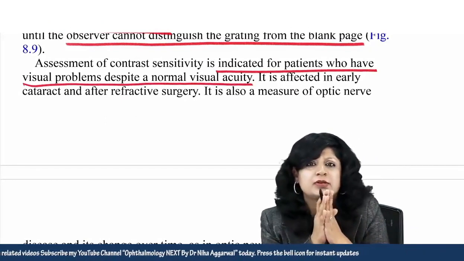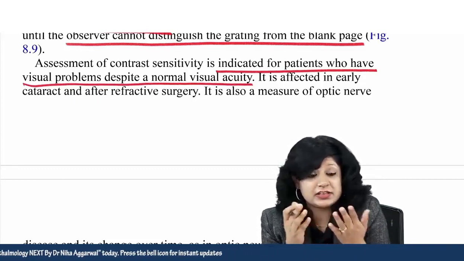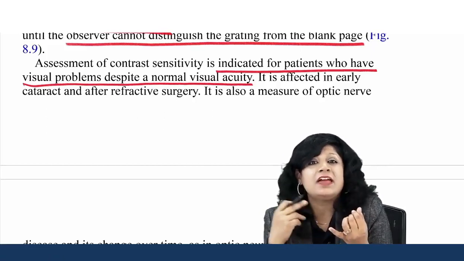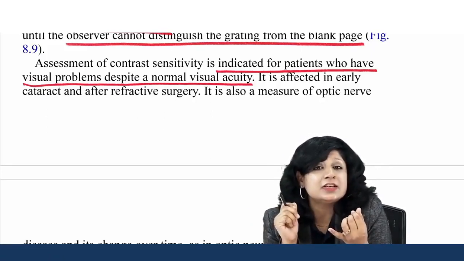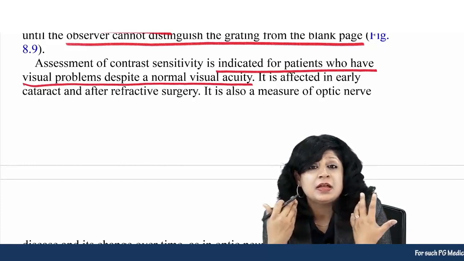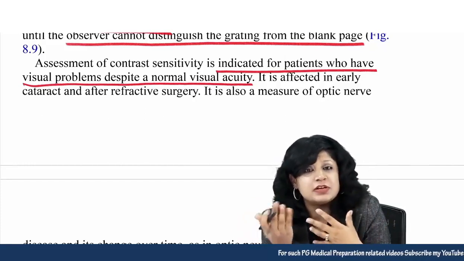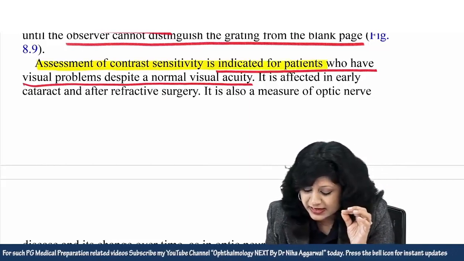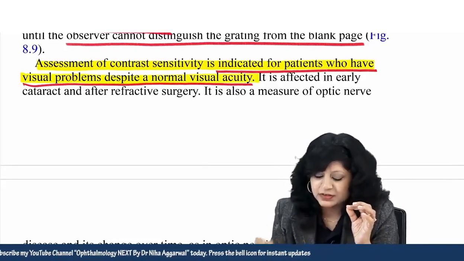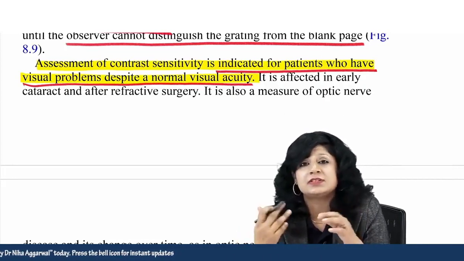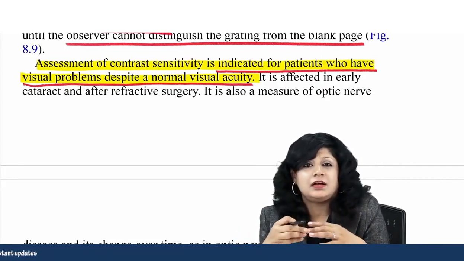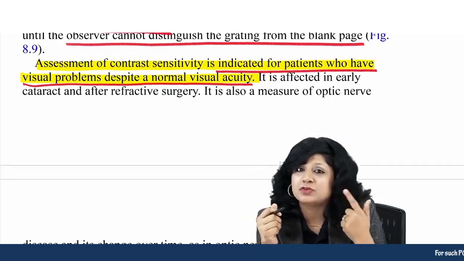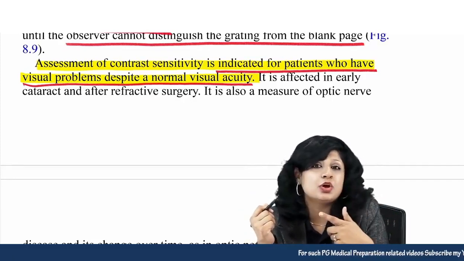Now one important question is that this is how we check the contrast sensitivity, but another question is why we are testing the contrast sensitivity, in what type of patients we are going to test it. So the answer is that the assessment is indicated for those patients who have a visual problem despite a normal visual acuity. They keep on saying that there is something abnormal, they are not able to see everything, they are not feeling that satisfaction, but the visual acuity is normal. Then it comes to your contrast sensitivity.